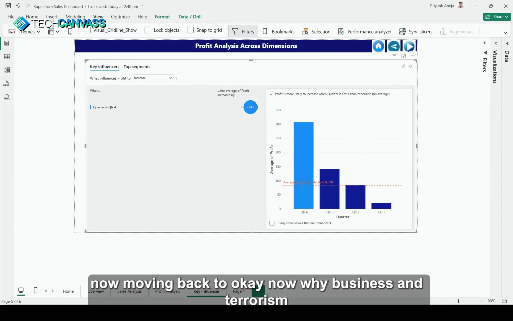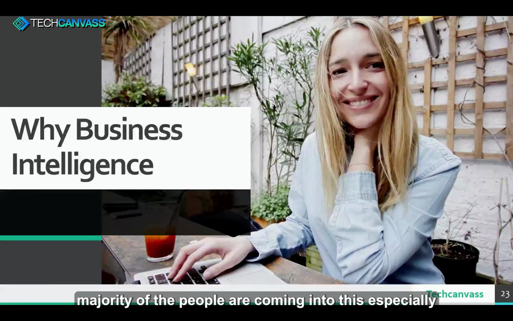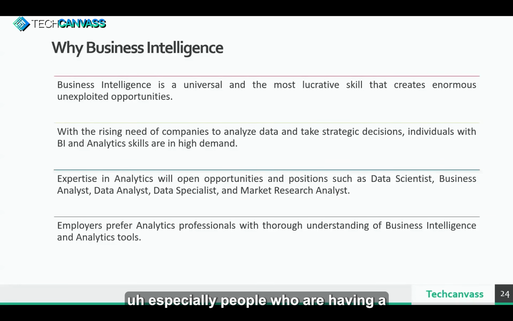Now, moving back to why business intelligence. The majority of the people coming into this, especially people with a wide range of experience, 15, 20 years of experience, want to move into this area because they already have very good domain expertise and knowledge. Getting these skills will help them represent this data and suggest to their management the open areas they need to pursue to stay ahead in the market and in the competition. All organizations are strongly looking for skilled people who understand how to deal with this huge amount of data, represent it and get the insights out of it.